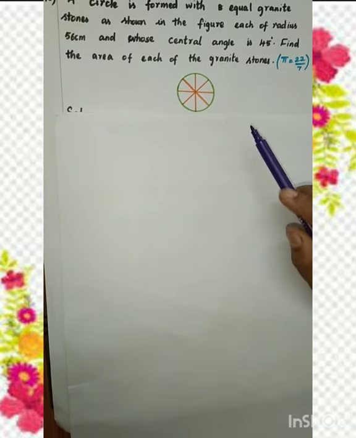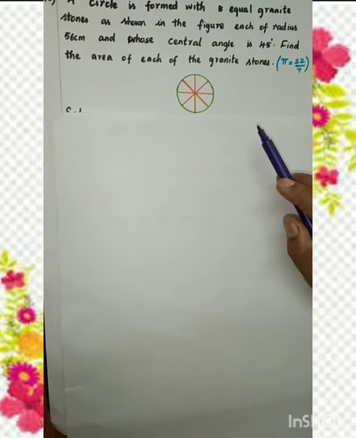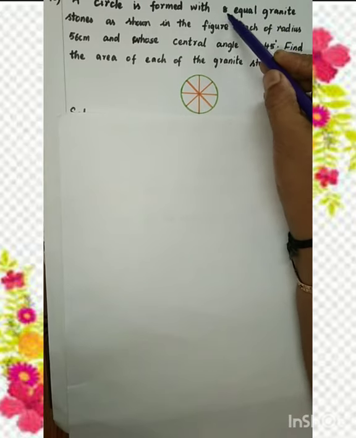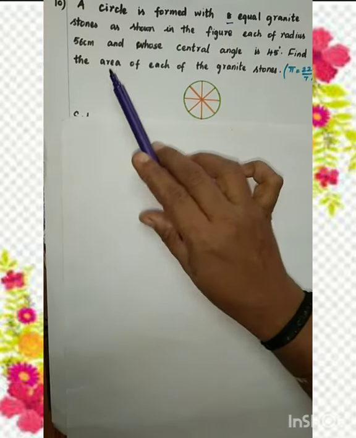Circle is formed with 8 equal granite stones as shown in the figure, each of radius 56 centimeter and whose central angle is 45 degree. Find the area of each of the granite stone. Pi value is 22 by 7. So here what is given? 8 equal granite stones, that is n value is 8, and central angle theta is 45 degree and radius is 56 centimeter. So we are going to find out area of each of the sector.